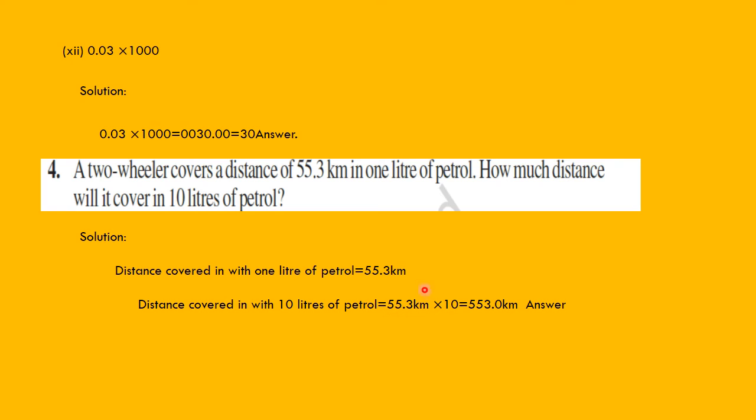So totally there is only 1 digit after the decimal place. So what do we have to do? With 5530, just leave 1 place to the right and put a decimal place. So 0 is left, and we put the decimal place. It is 553 kilometers is the answer.